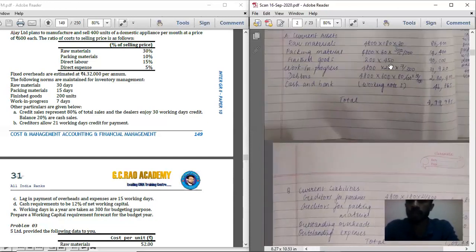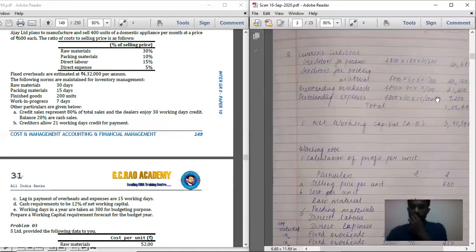We have calculated in current assets, raw material, packing material, finished goods, work in progress and debtors. And we should calculate cash and bank. So now total the current assets excluding cash and bank. Totally 86,400 plus 14,400 plus 90,000 plus 31,920 plus 2,30,400. So excluding cash and bank, the current assets is 4,53,120. Now we should calculate cash and bank.